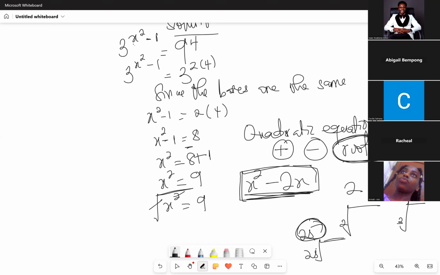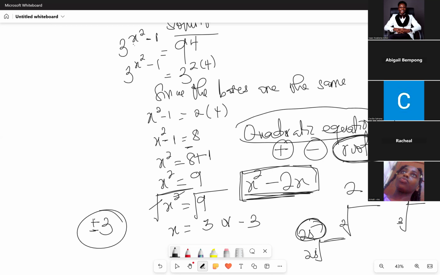And in math, whatever you do on the left hand side, you do the same thing here. Now, x ordinarily should be equal to 3, but I said quadratic equations must give two answers, a positive answer and a negative answer. So the answer is plus 3 or minus 3, right? Or some books will simply write plus or minus 3. It means the same thing.